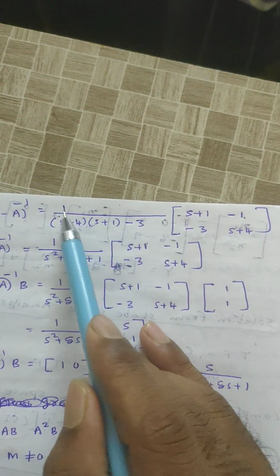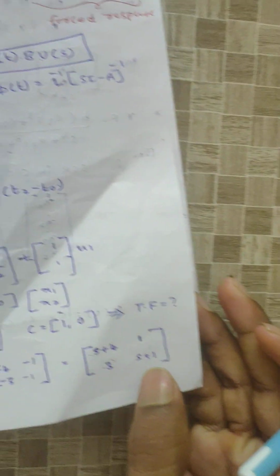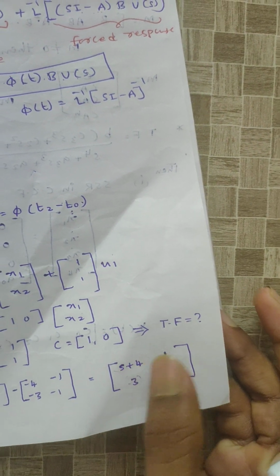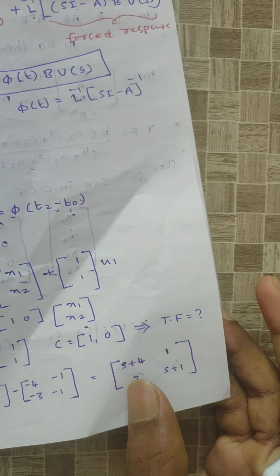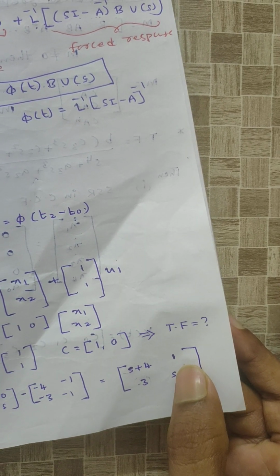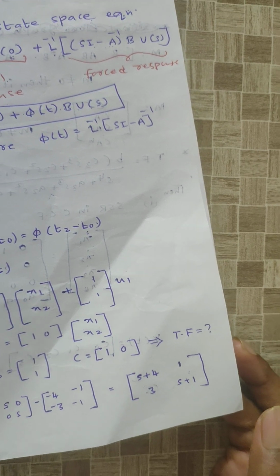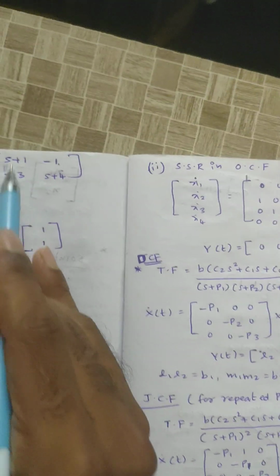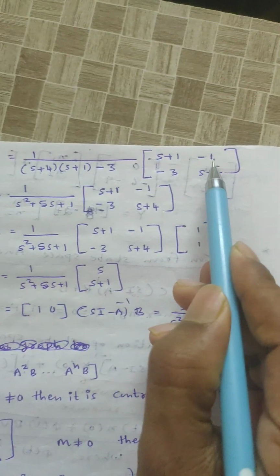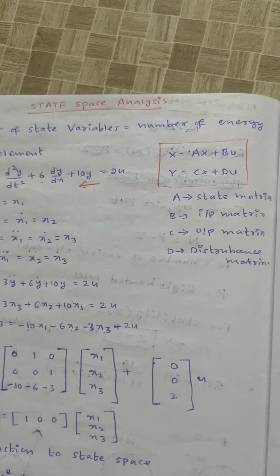Then if I simplify this equation, this is the determinant. Now see here it is A, B, C, D, right? For the determinant, 1 by AD minus BC into, here you will get D, here you will get A, here you will get minus B, minus C, right? Those values will be S plus 1, minus 1, minus 3, S plus 4.